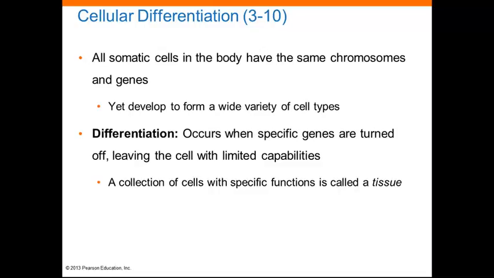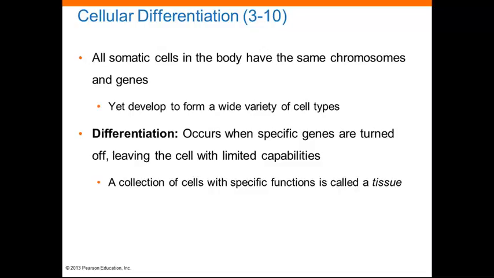So cell differentiation is just this little blip in your textbook at the end of this chapter that describes how all of your somatic cells in your body have the exact same chromosomes and genes. It's all there. Whether you're a skin cell or a liver cell or a nerve cell, it doesn't matter. They all have the same exact chromosomes. They all have the potential to have all of those same genes, okay?